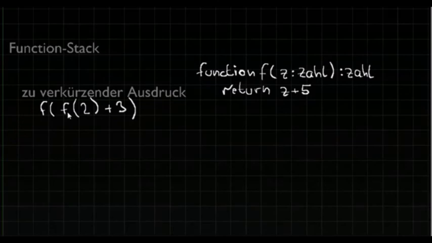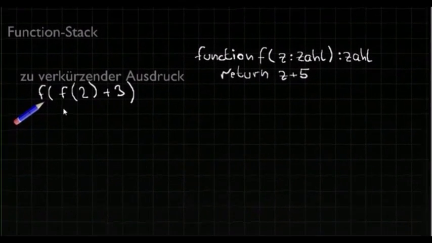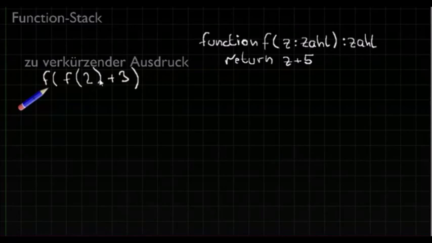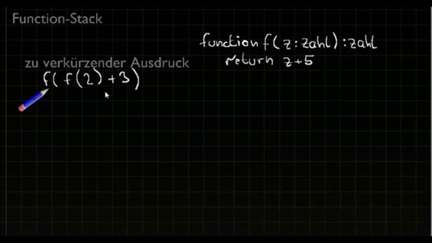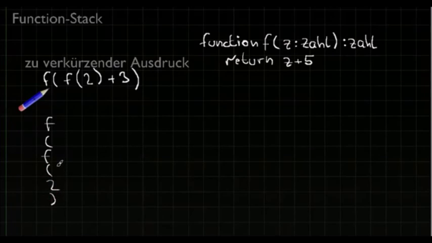This works like this. We write down the single characters of the function beginning from the left. I will write them down one underneath the other. We begin with f, open bracket, another f, open bracket, 2, close bracket. And now we have reached this 2, and we have also reached the close bracket of this 2.